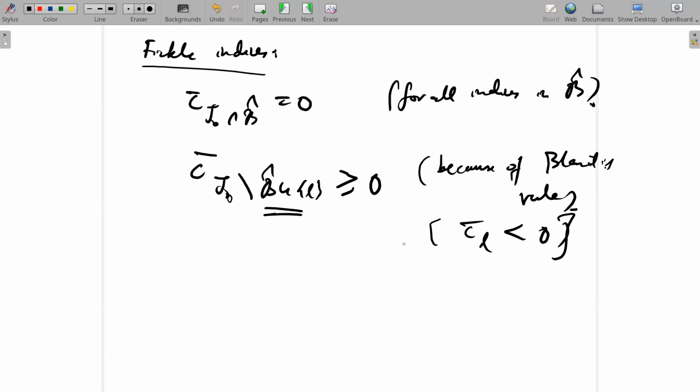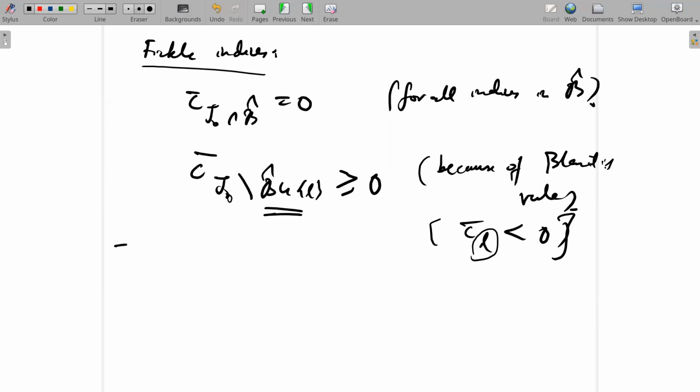But if for a lower index than L you had something which is strictly less than 0, then it will violate Bland's rule, because you are choosing something which has the lowest index, and the modified cost is strictly negative. That's why for all these fickle indices which do not contain B hat and also do not contain L, we have C bar J naught bigger than or equal to 0, because otherwise L will not re-enter the basis. Something else will re-enter the basis using Bland's rule. Okay, so because of Bland's rule, we have this.